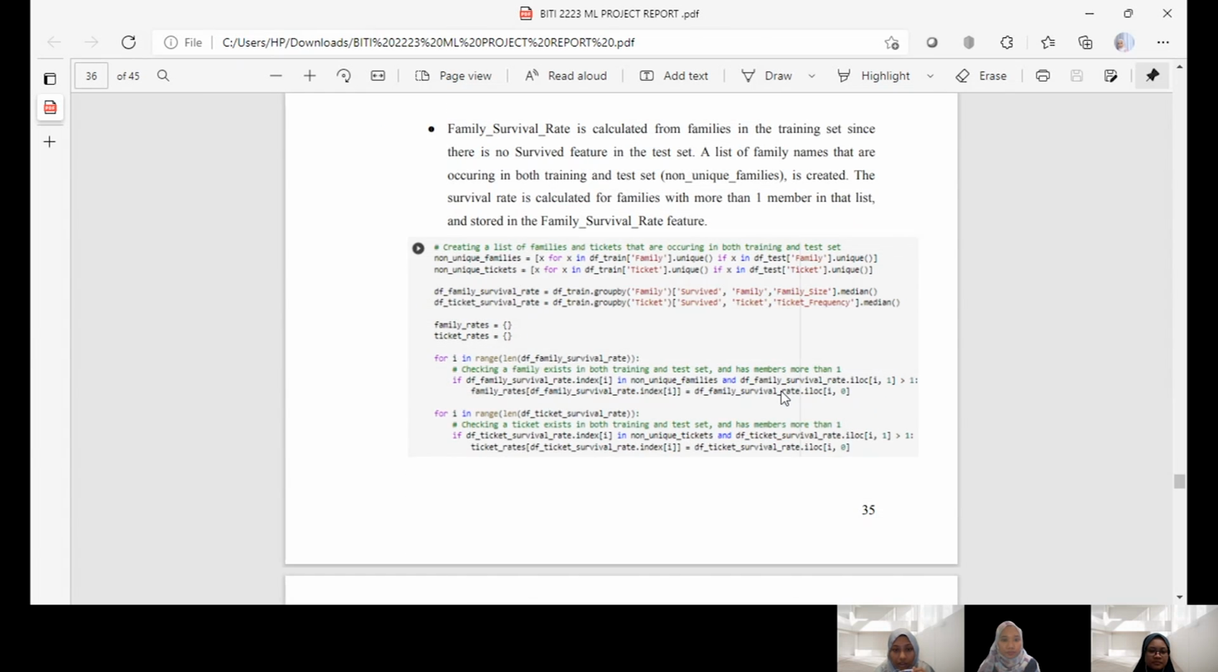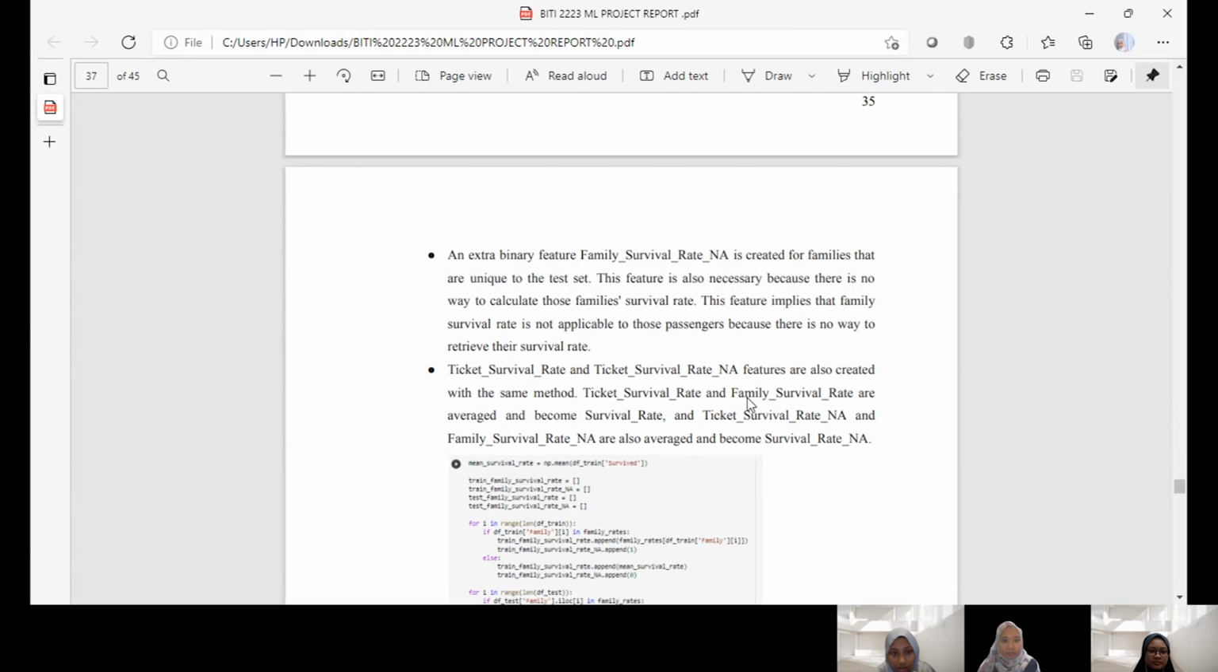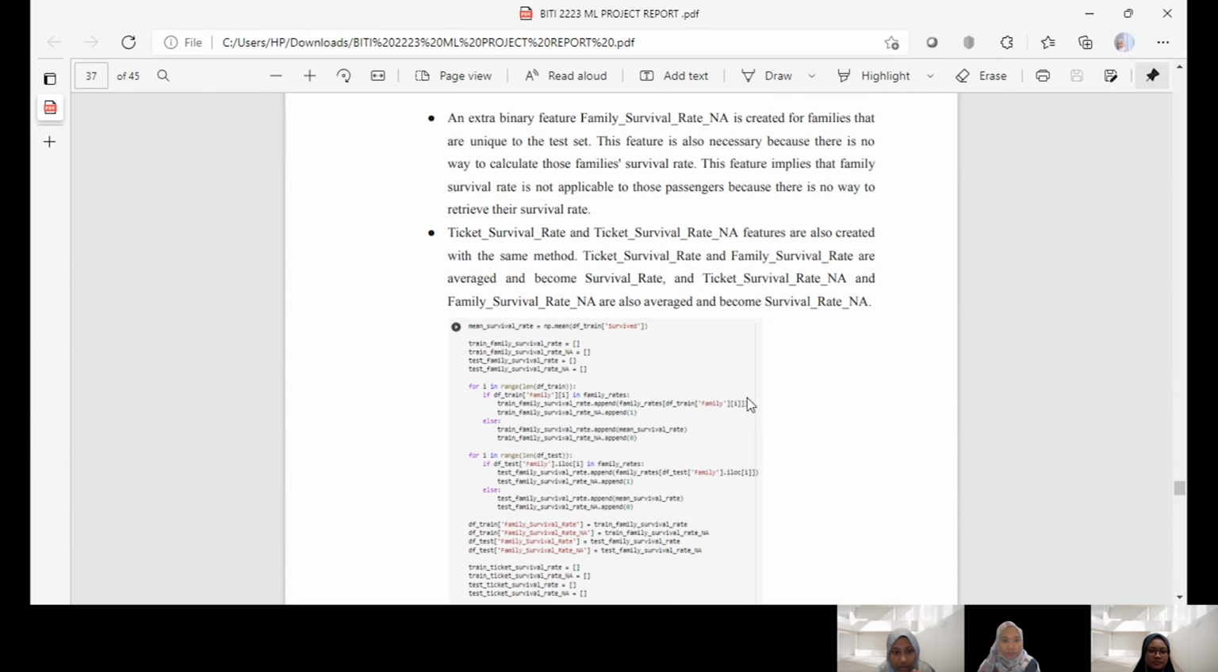For the family survival rate, we calculate from the families in the training set since there is no survived feature in the test set. And then an extra binary feature, family survival rate NA, is created for families that are unique to the test set. This feature is necessary because there is no way to calculate those family survival rates. This feature implies that family survival rate is not applicable to those passengers, because there is no way to receive their survival rate. And then ticket survival rate and ticket survival rate NA features are also created with the same method.